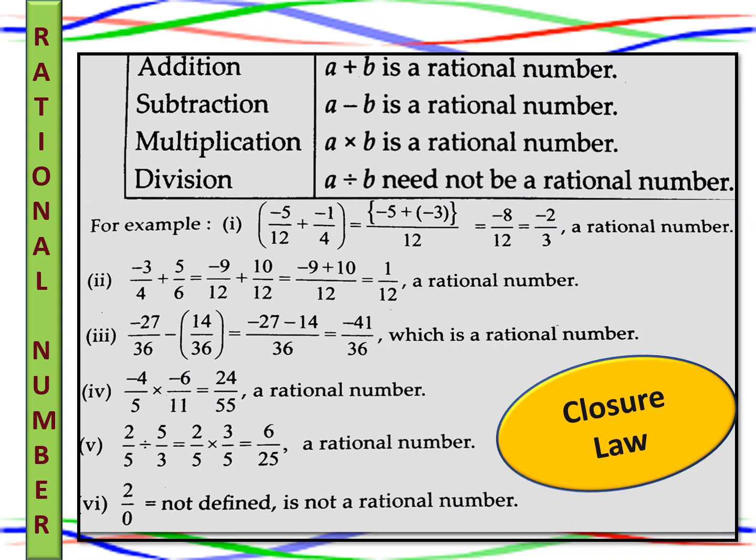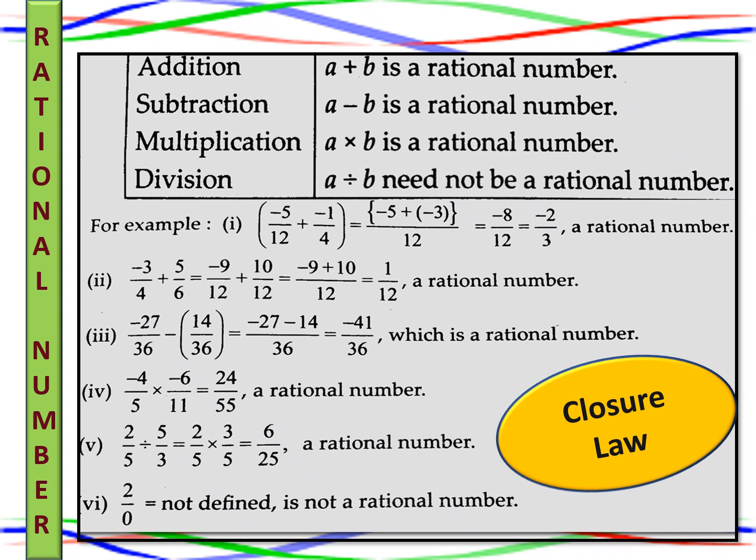Now for multiplication also, two rational numbers randomly taken as examples. When we multiply, we don't take LCM. Minus 4 by 6, minus 6 multiplied, 24; 5 and 11 multiplied, 55; rational number obtained. So the fifth example, division. 2 by 5 divided by 5 by 3, you got 6 by 25, of course.